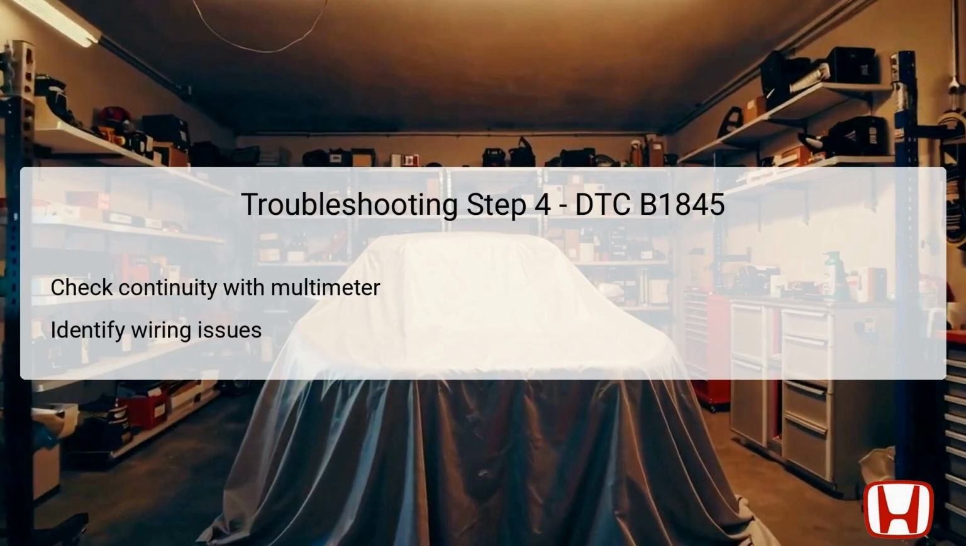In the fourth step of troubleshooting DTC B1845, you will utilize a multimeter to check continuity between body ground and specific terminals of the power seat control unit connector B. You should check terminals number 1, number 6, and number 23 individually.